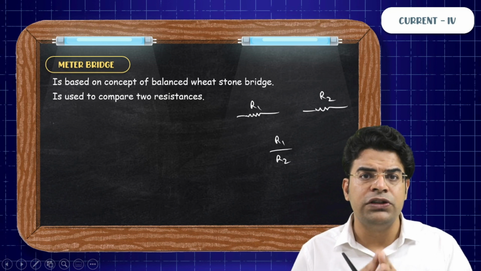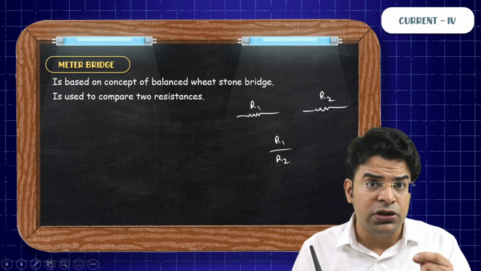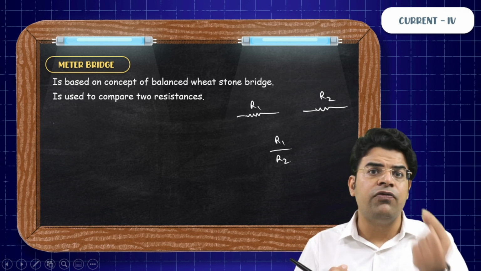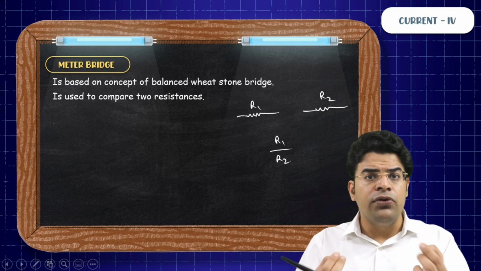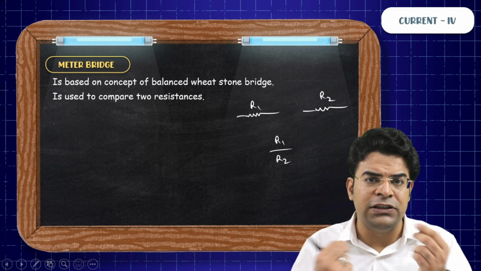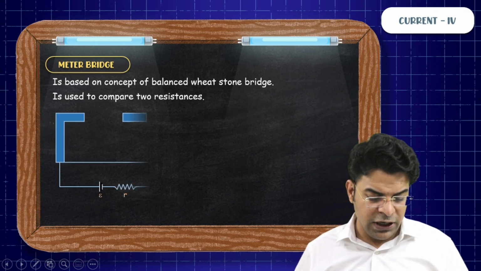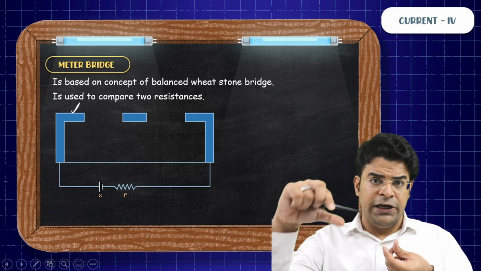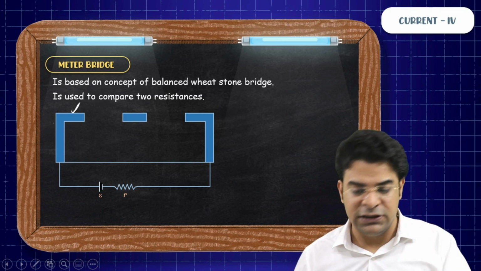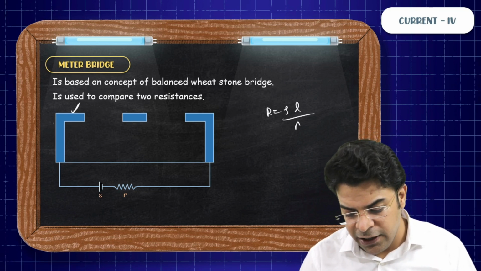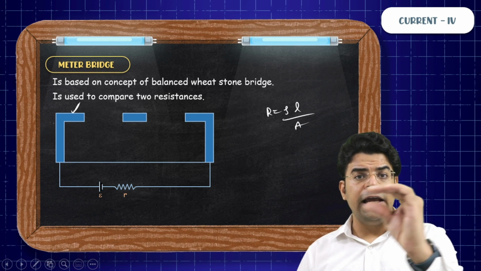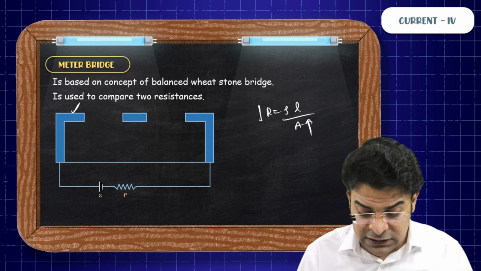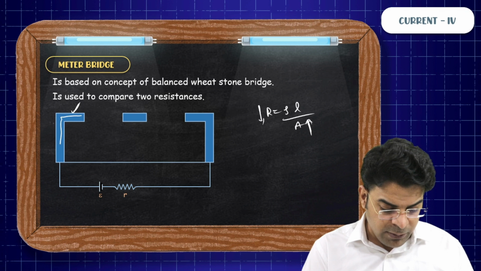So where do we use the meter bridge? Meter bridge is used to compare two resistances. If you know one of them, you can find the value of other. If you know none of them, you can simply find out the ratio of resistances. So how does it work? Let's see. In meter bridge, we have got this type of circuit. There are these thick metal plates. Thick metal plates have got lesser resistance. Remember that resistance equals rho L by A. So greater the cross-sectional area of a plate, lower is its resistance.